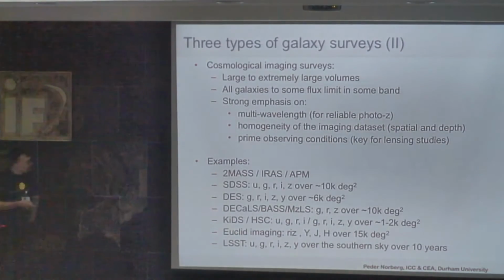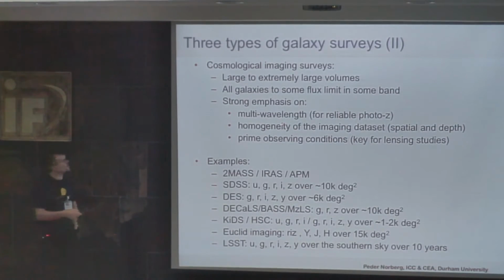But then we have the imaging surveys, which are working at a different level, but they're also large, extremely large volume. All galaxies in flux limit in some bands, and that's the kind of thing we're going to work a bit more on. The strong emphasis there is on the multi-wavelength, because they need reliable photometric redshifts. So they're not going to get a position through the spectra. They need to have some approximation for the positions, and that uses photometric redshifts. And I'm going to introduce that later on.